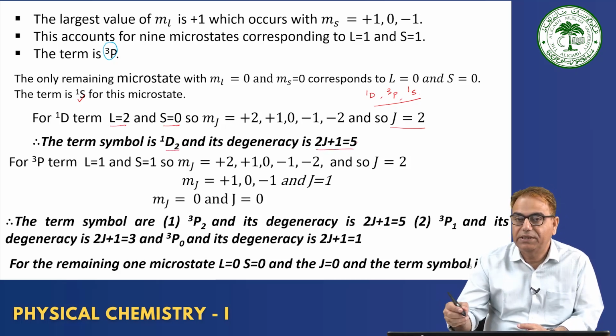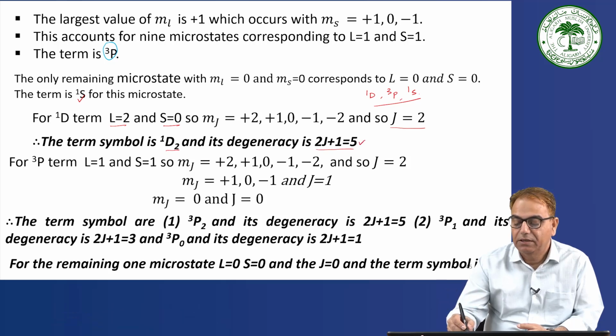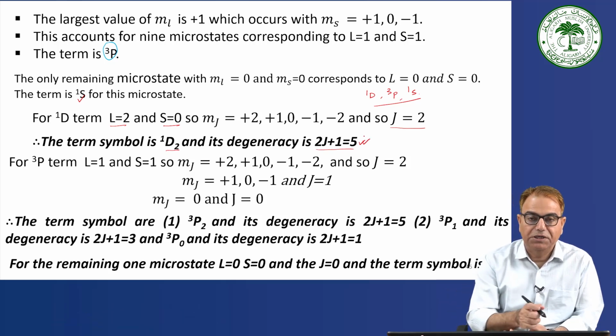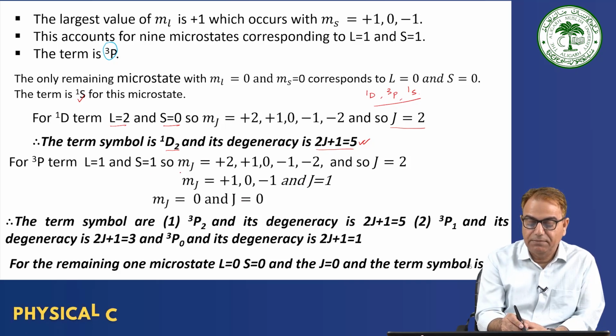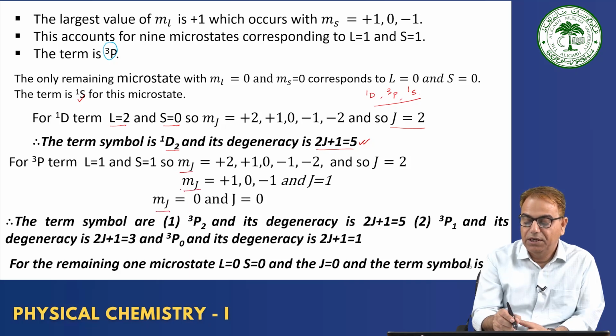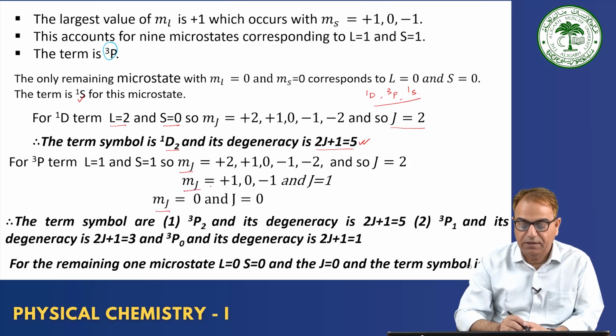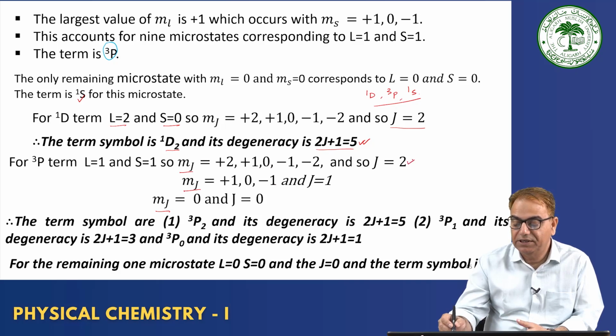So the degeneracy of the orbital, I told you 9 different terms, is given by 2J plus 1 values. Okay. For the triplet P term, you have L is equal to 1 and S is equal to 1. So Mj will be again 5. So J will be equal to 2. And mj will be plus 1, 0, minus 1 and J is equal to 1. And again mj is equal to 0, J is equal to 1. So you see, for this term, I have divided the mj into 3 different categories. One is plus 2, plus 1, 0, minus 1, minus 2. Another is plus 1, 0, minus 1. And third is mj is equal to 0.